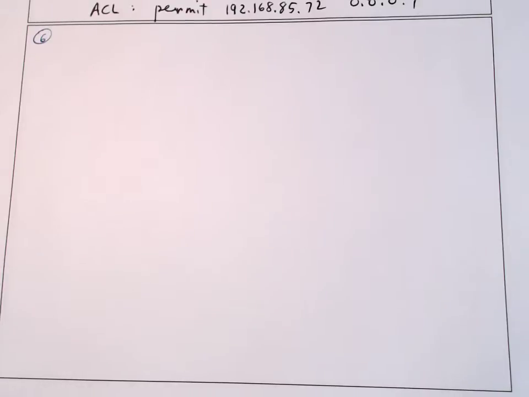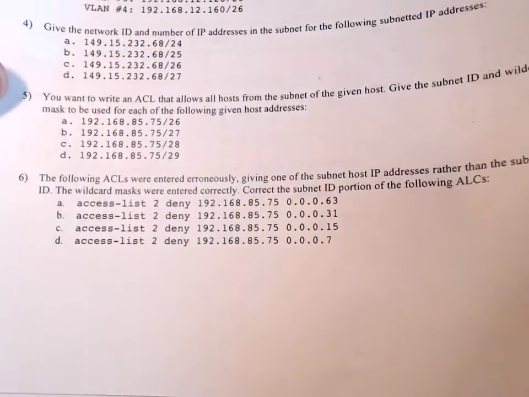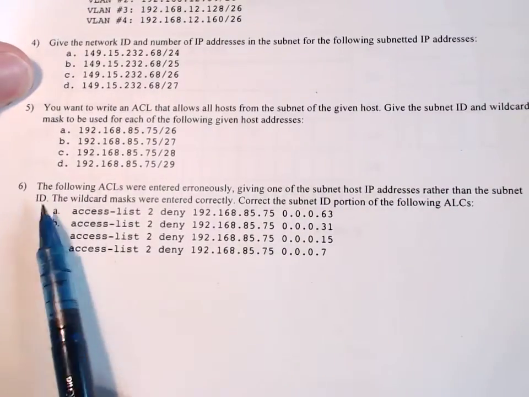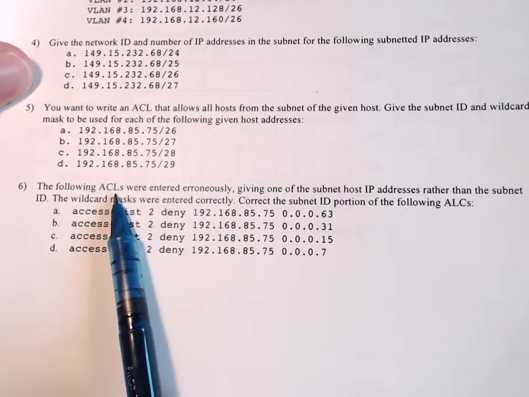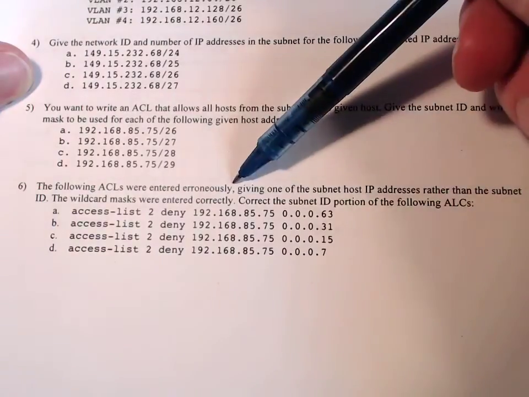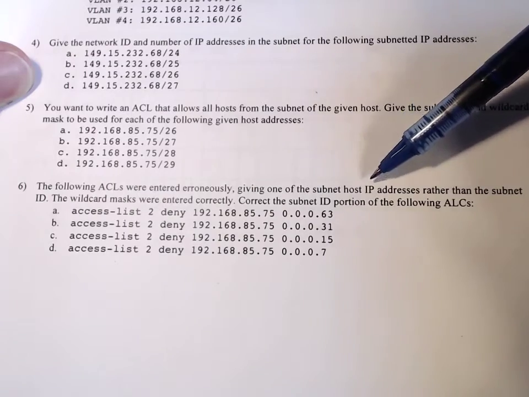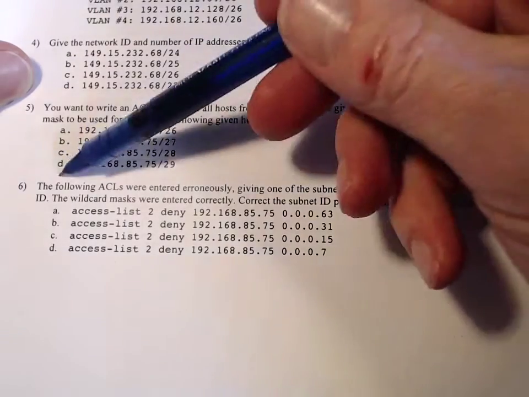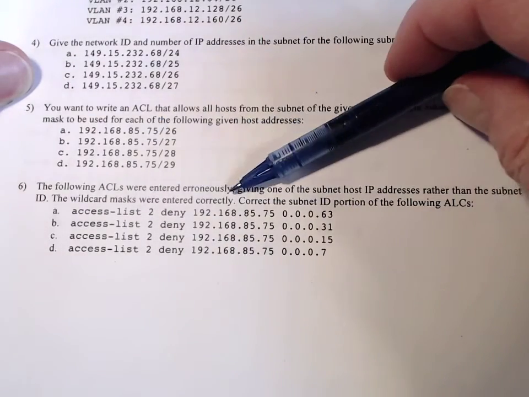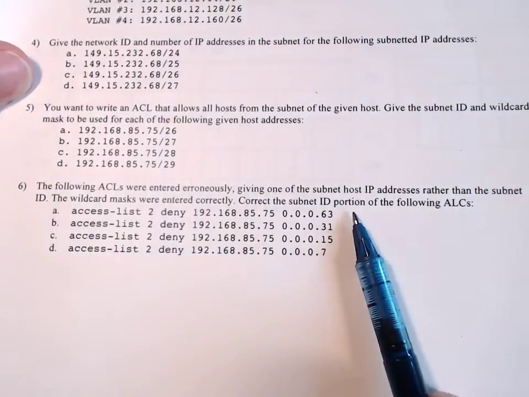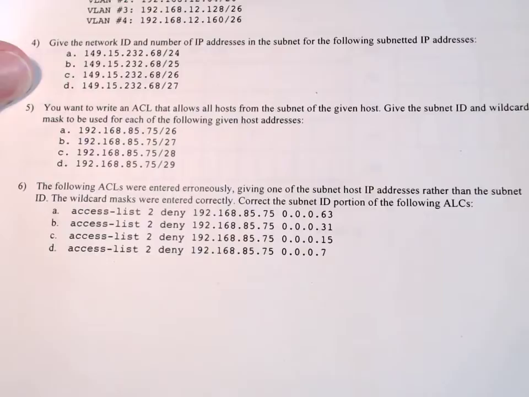Okay, I'm going to do problem number 6 from the midterm review sheet. And it says here that the following ACLs, access control lists, were entered erroneously, giving one of the subnet host IP addresses rather than the subnet ID. The wildcard masks were entered correctly. Correct the subnet ID portion of the following ACLs.